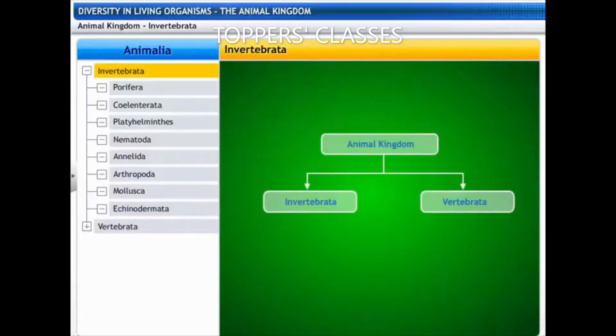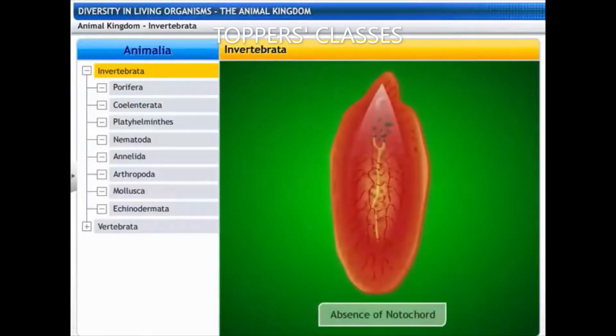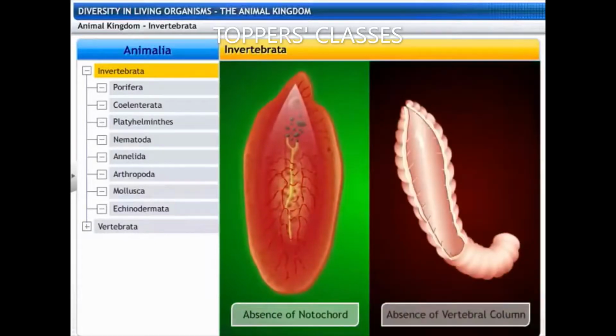Invertebrates are characterized by the following features: absence of a notochord and absence of a vertebral column.